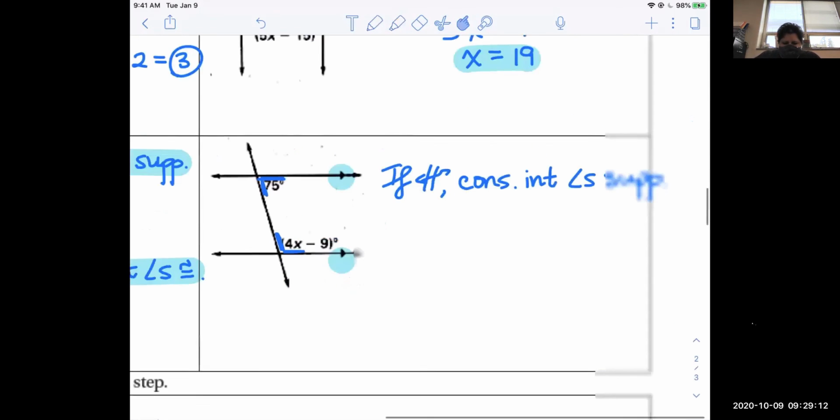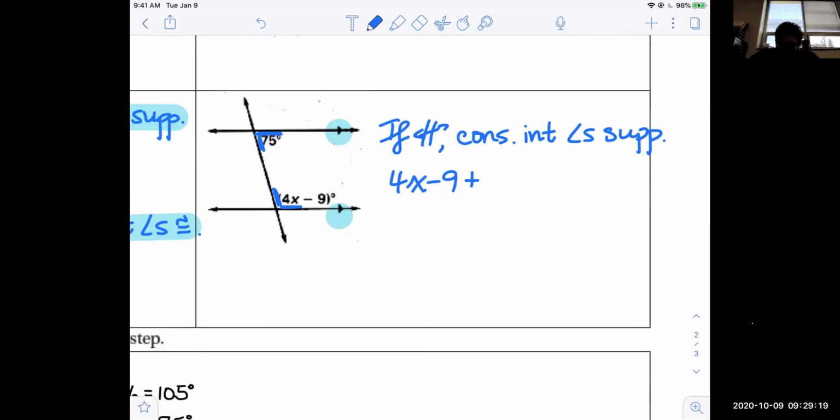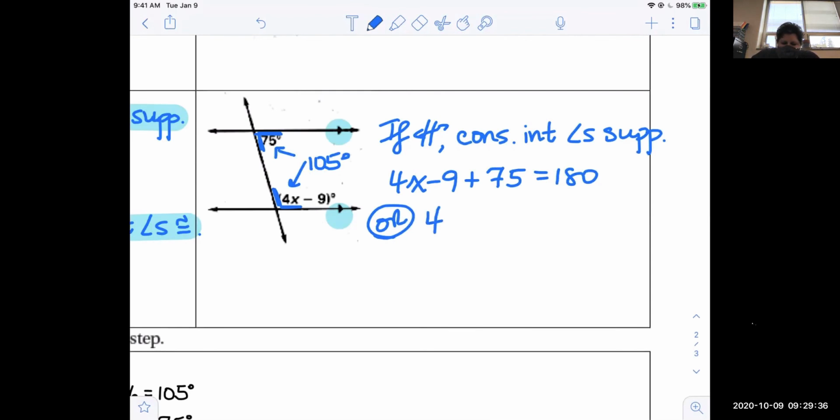Okay, so you could either say, oops, sorry about that. You could either say 4x minus 9 plus 75 equals 180, or because this one's 75, this one has to be 105 to make them supplementary. So if you want to do that part in your head and then just say 4x minus 9 has to equal 105, that would mean 4x has to equal 114. And that does not divide evenly. It'll be 28.5.